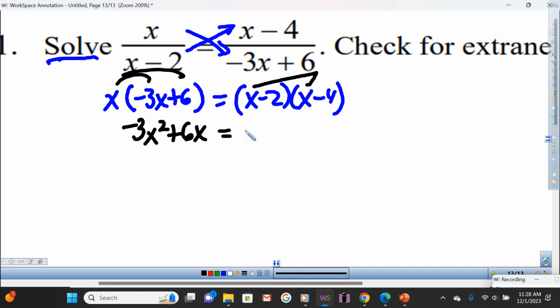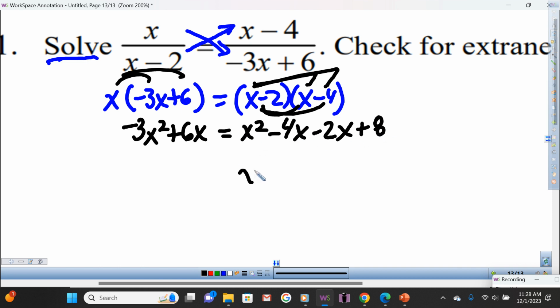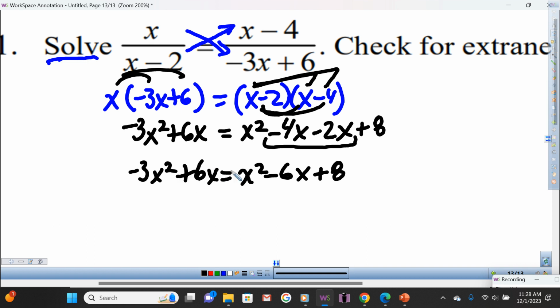x times x, x squared. x times negative 4, negative 4x. Negative 2 times x, negative 2x. Negative 2 times negative 4, that's positive 8. Can I simplify this right side more? Yes. x squared, negative 4 and negative 2, that's negative 6x. Bring down the plus 8, and all that equal to negative 3x squared plus 6x.